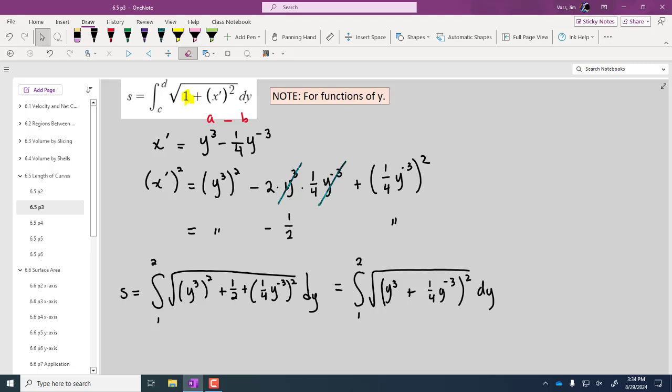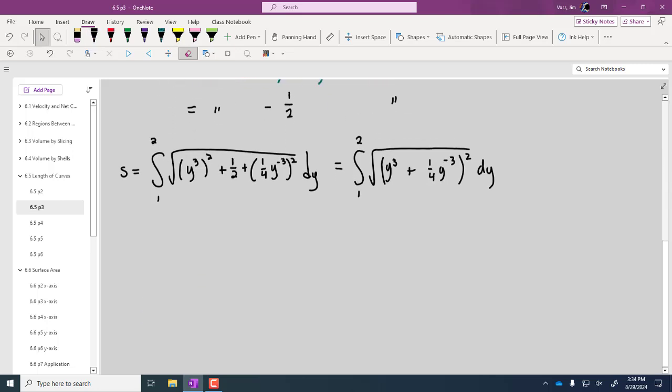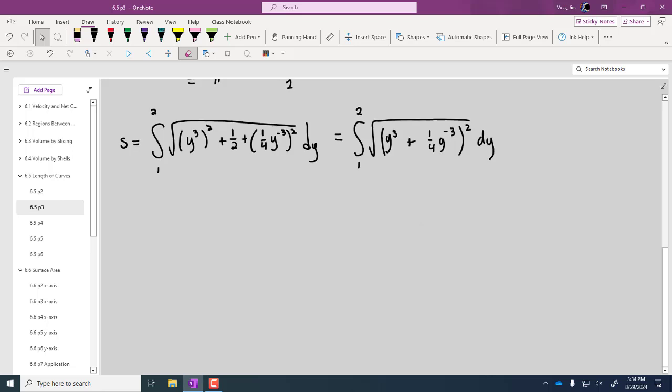A plus B squared. And remember that the A and the B, they don't include the minus. So it's A minus B. That factors into A plus B squared. The square root and the square go away. So then we're left with something easily integrable. So we're left with y cubed plus 1/4 y to the -3 dy.